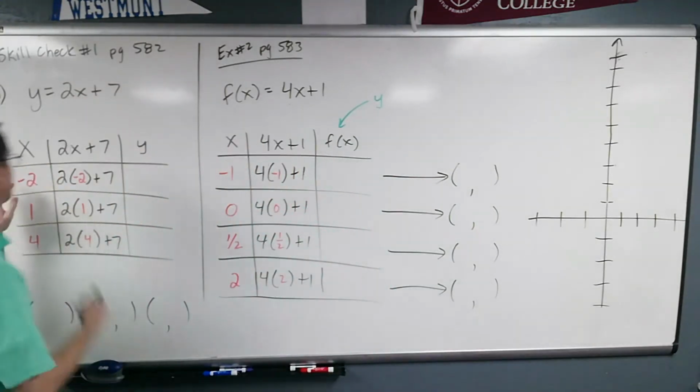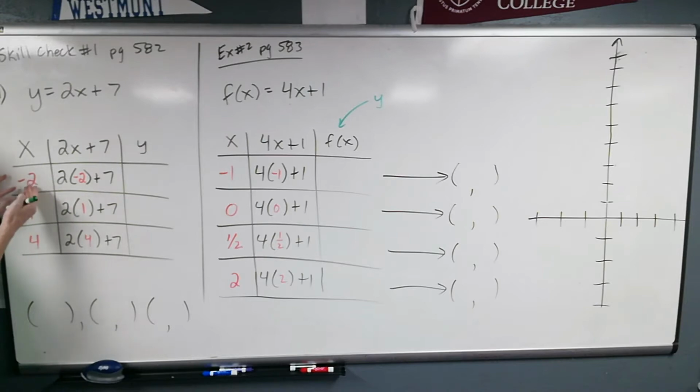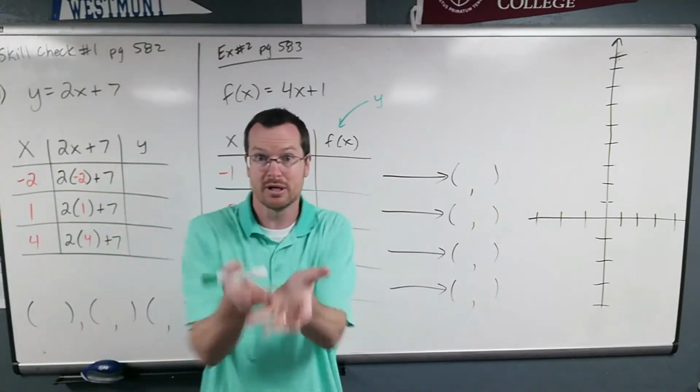Let's try it. They told us what to plug in. They say plug in a negative 2. So we plug in a negative 2 for our x values, because we're inputting them for x.